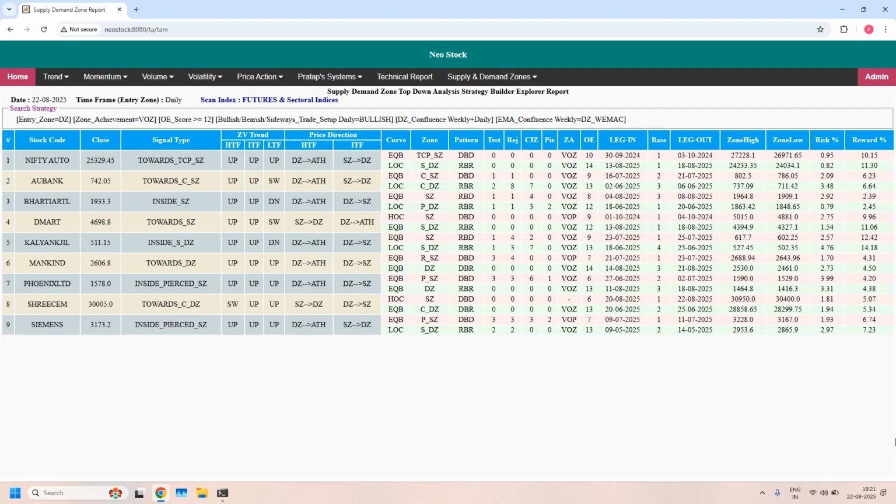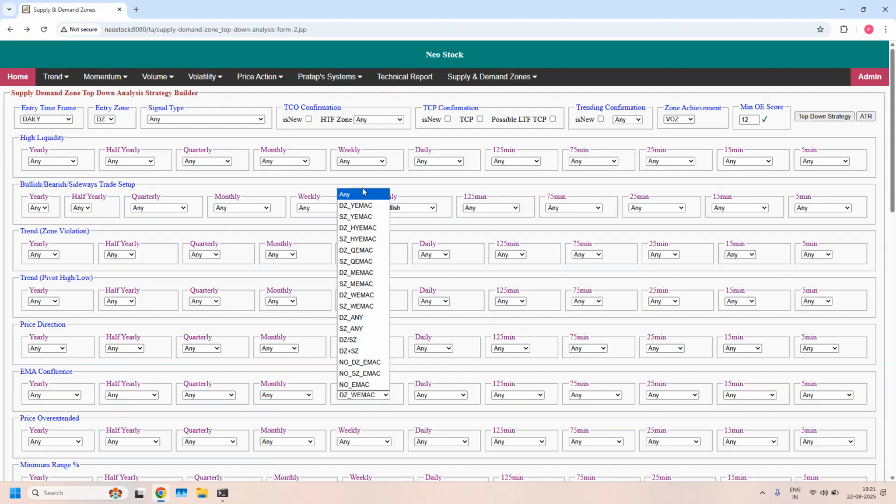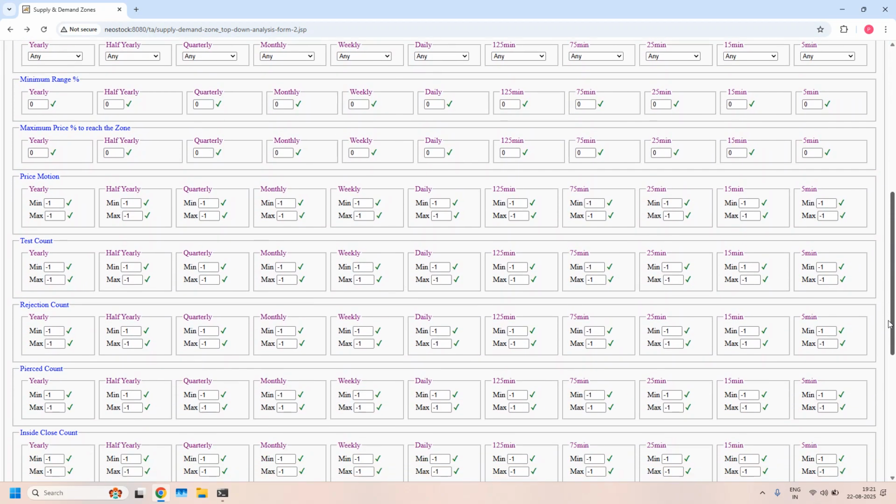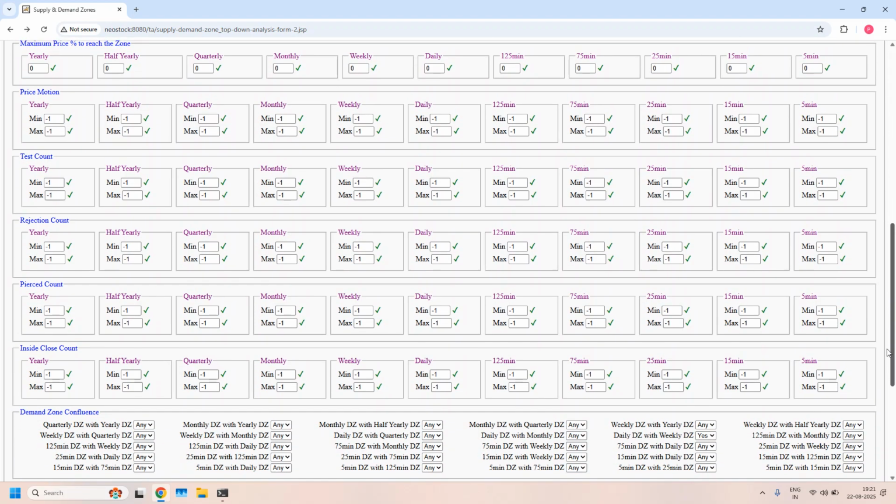Okay, next we will look into the next strategy: LTF, ITF and HTF demand zone confluence, and thereafter HTF EMA confluence. All the 3 zones we are using now. So I am going back, removing the ITF EMA filter. First we have to filter based on all the 3 time frame demand zone confluence: daily, weekly, monthly. So we have to set 3 filters.